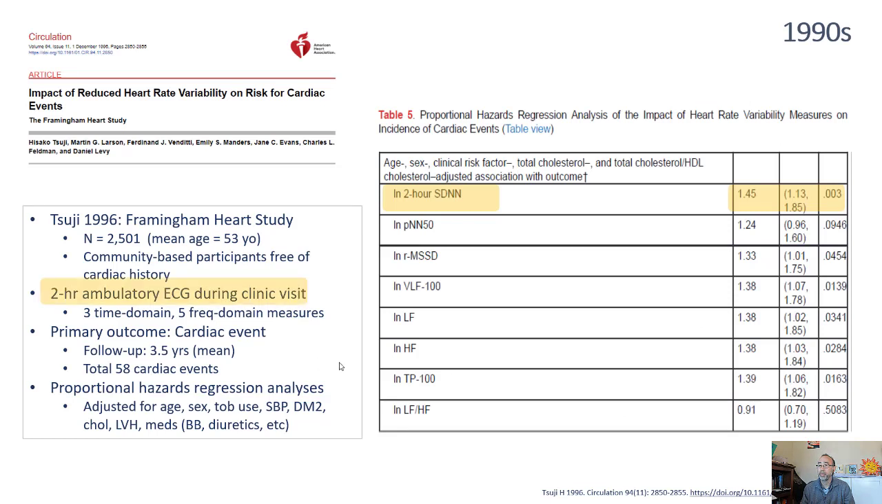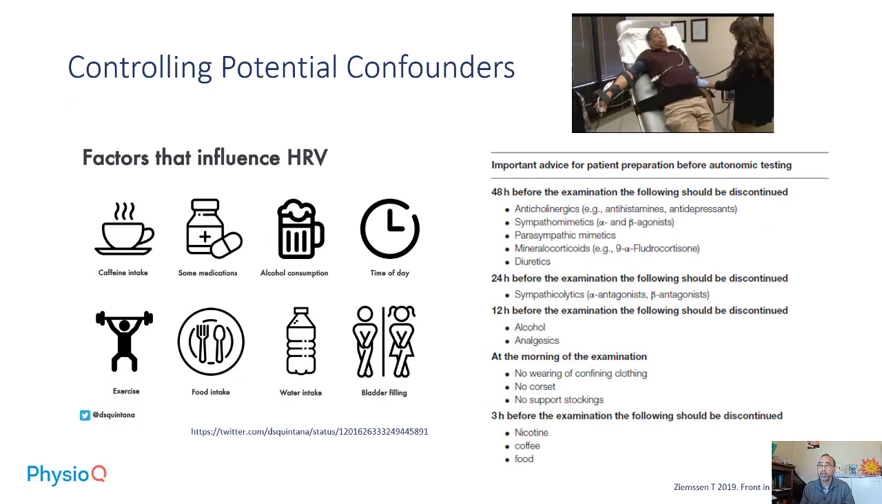The other thing that I wanted to mention from this study was that this was a 2-hour ambulatory ECG acquisition during the clinic visits. This is in significant contrast from what I had mentioned in part 2 of the series. In part 2, there was a strong emphasis on avoiding factors that influence HRV. I had mentioned that there were many cardiac confounding factors, such as food intake, time of the day, whether you had even drank water or whether your bladder was full. And as a result of that, there was a lot of instructions given to patients, and still are, regarding what they can or cannot do before they undergo an autonomic test. That included no food for 3 hours beforehand, no alcohol for 12 hours before.